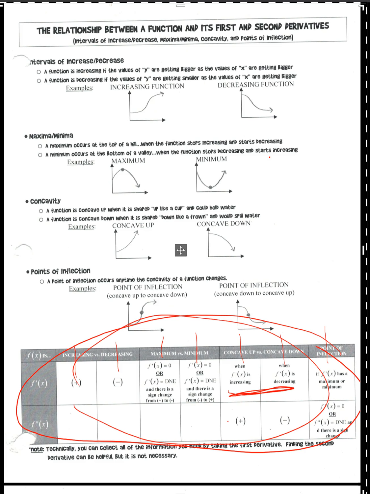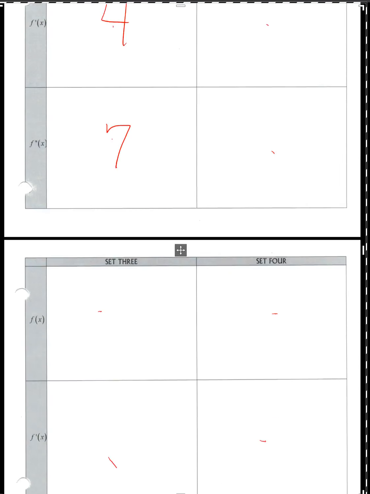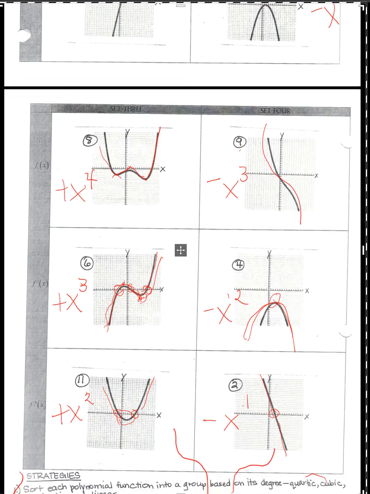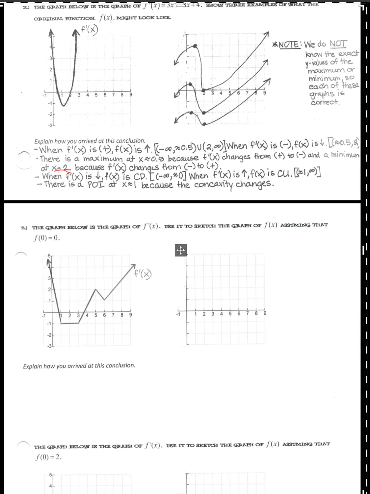And notice we're not finding the second derivative this time. That's true when we have an equation, but when we have a graph, all we need to do is analyze the graph of the first derivative to find all this information. So let's go back. I'd actually like you to try numbers 3 and 4 on your own. So I'm going to ask you to pause this video for a minute and try 3 and 4, and then we're going to take a look at the answers and I'm going to explain them to you.